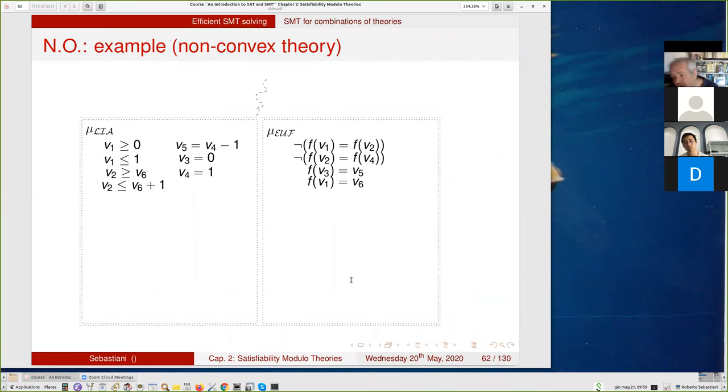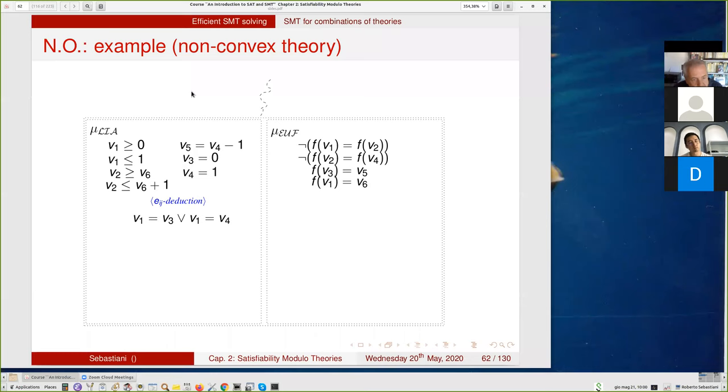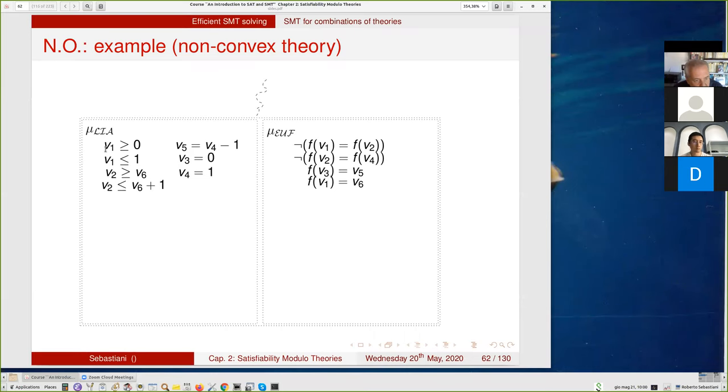Okay, what happens instead when we have non-convex theories? When you have a non-convex theory, for instance, linear integer arithmetic, then things get more complicated because you may need some internal split in the solver. So what happens here? Suppose you have this set of constraints, and you have split into a UF part plus an LRA part. From this set, you can deduce that V1 can be either 0 or 1. We are in the integers now, right? Which means that either V1 equals V3 or V1 equals V4, because it is either 0 or 1.